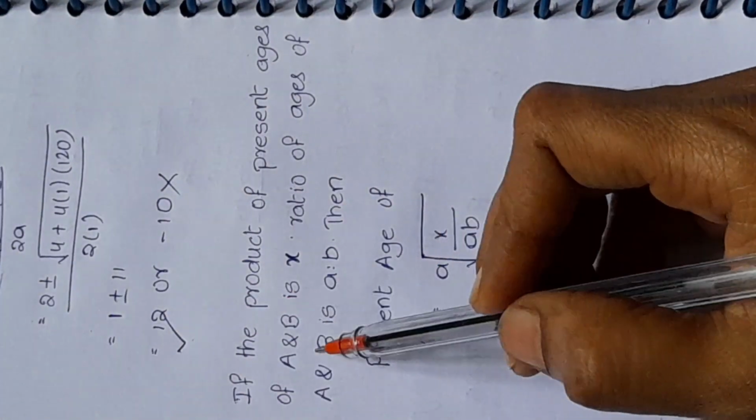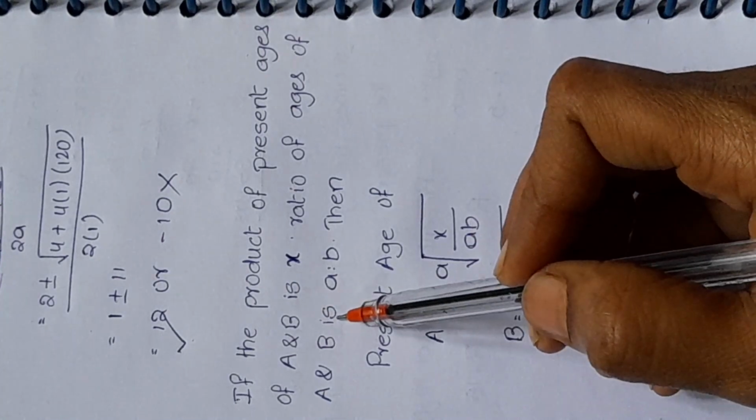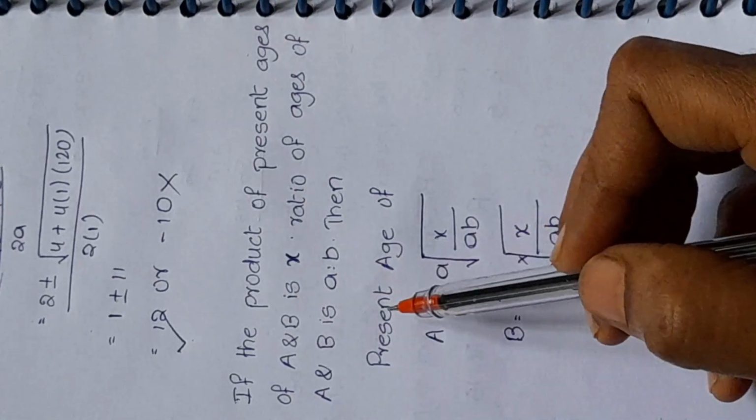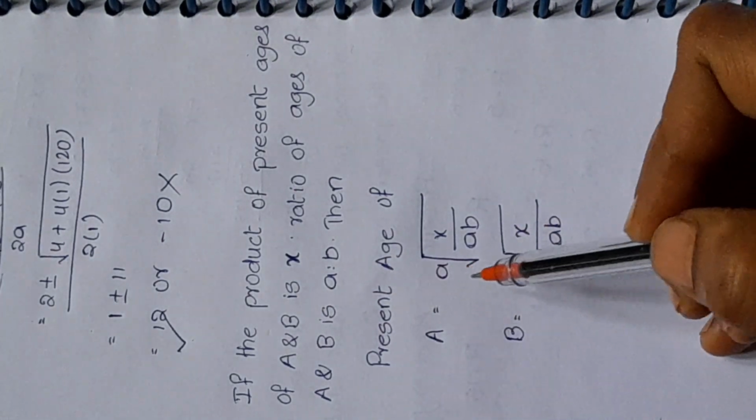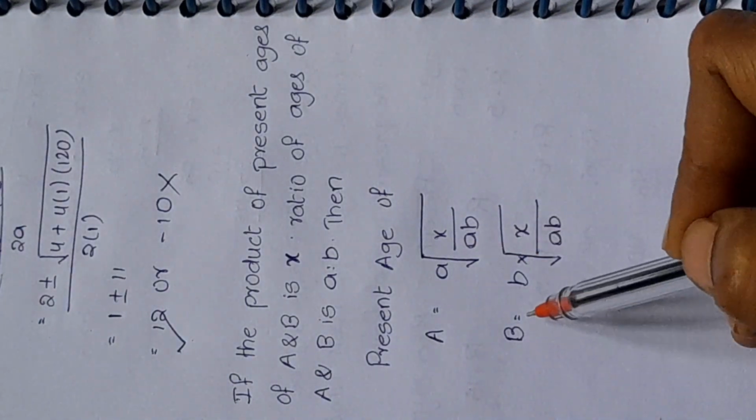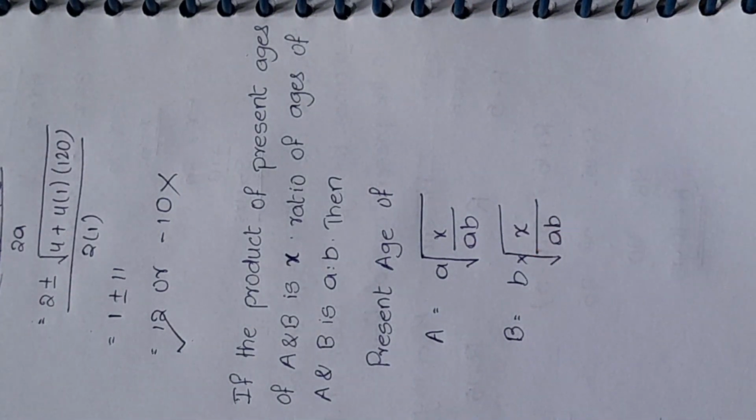If the product of present ages of A and B is X and the ratio of ages of A and B is A is to B, then the present age of A is given by A into root of X by AB. Present age of B is B into root of X by AB.